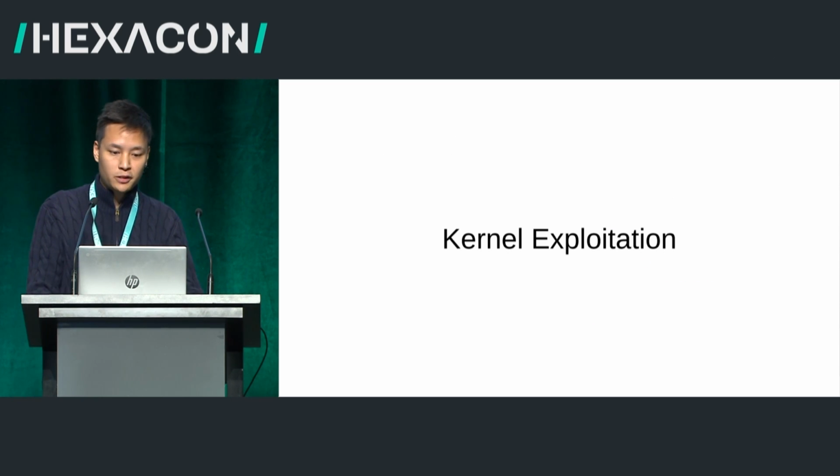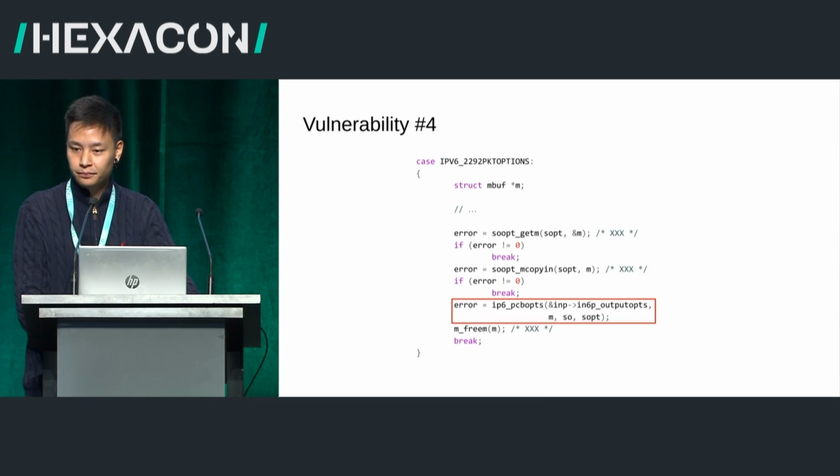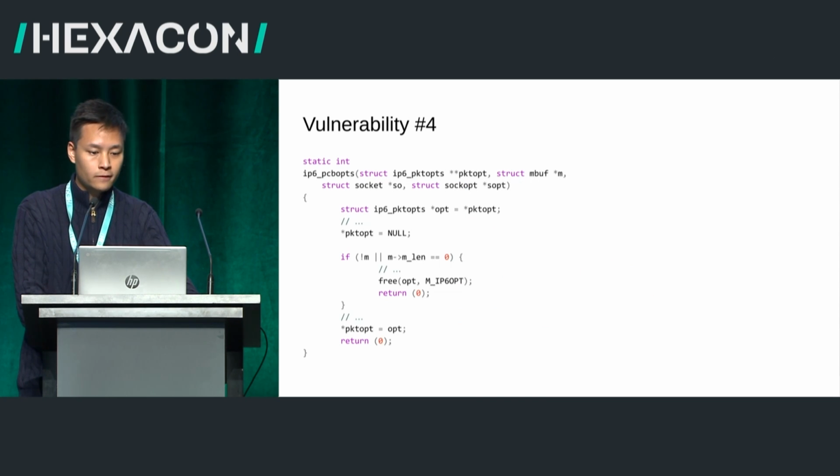And there's some bonus material today. Namely, I'm going to talk a little bit about the very first kernel exploit for the PS5. The fourth vulnerability is in the packet options that can be triggered via the setsockopt syscall. What is most important here is that there are no locks in the socket option. And the function fetches a pointer to the packet options and then sets the pointer to null.